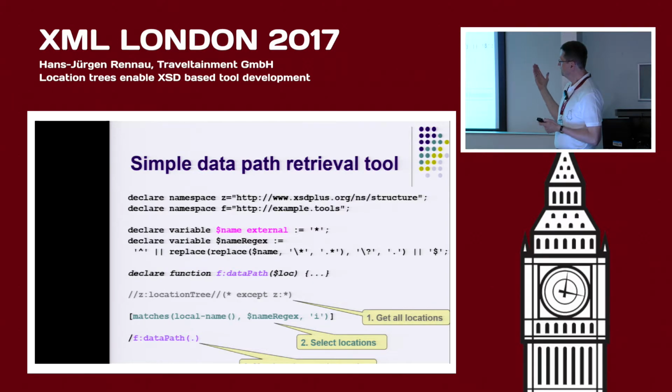This tool would extract from the user a location tree and a name pattern, and it would return all data paths in the documents described by the schema which have a name matching this name pattern. Let me demonstrate.